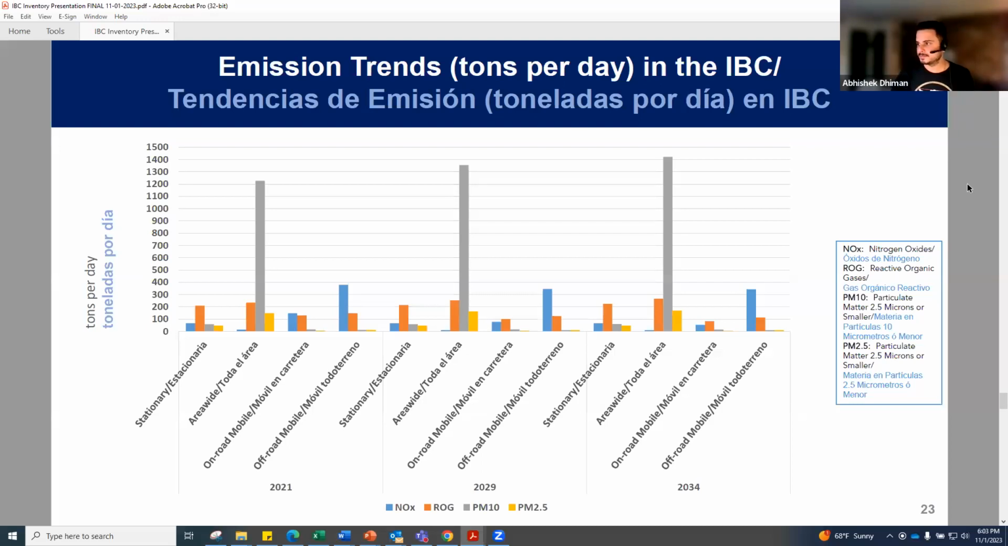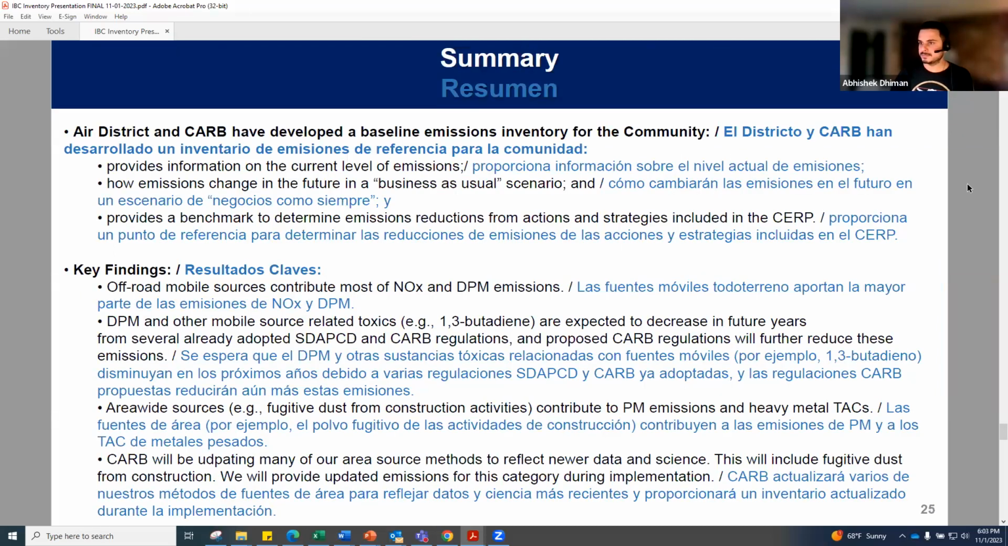Next slide, Jenny. Next slide. Okay. I'll just conclude this inventory presentation by providing a summary of what we discussed. In summary, the district and CARB have together developed a baseline emission inventory for the IBC community. The baseline emissions inventory, developed based on existing emissions and their future projections, provides information on the current level of emissions and how the emissions change in the future in a business as usual scenario. In other words, where the community is starting their journey towards clean air.